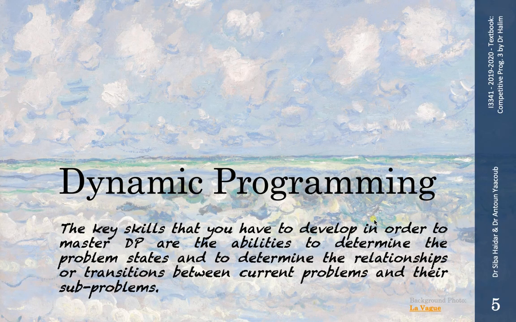As we have already introduced last lecture, the key skills that you have to develop in order to master DP are the abilities to determine the problem states and to determine the relationships or transitions between current problems and their subproblems. We will see these notions: states, relationship, transition, current and previous state, and subproblem. All these notions, we will see them today. We will know what we mean when we talk about them.